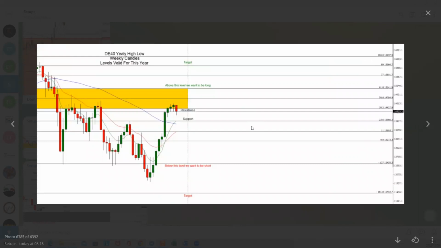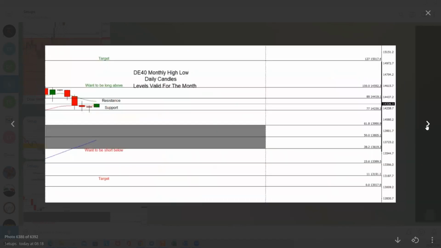On the DAX weekly yearly high low, currently between levels of 38.2 and 23.6 is support resistance. If you look at the moving averages, 8 is above 21, that's indicating trend is up. Just looking for that push above the 61.8 to aim for the 89.